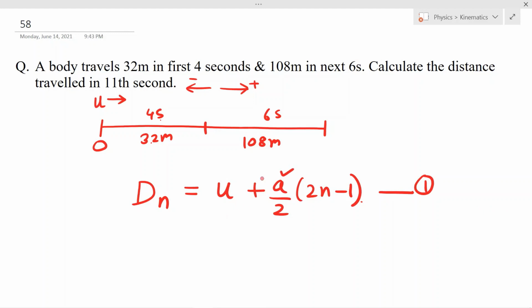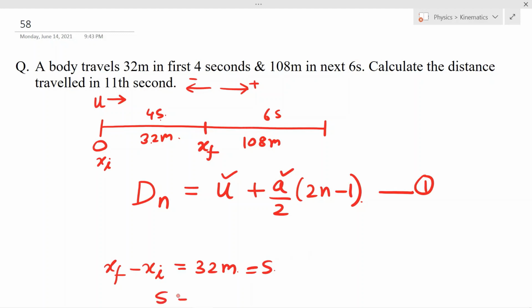You need a, you need u. So how will you find a and u? You can use this information. So again we will do just like before. Let's take xf this and x initial this. So xf minus xi is equal to 32 meter, that is equal to s.